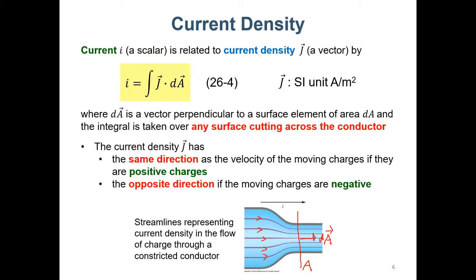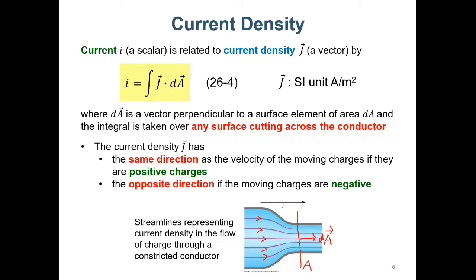So you will have the positive current. If you define it the other way, then the current will be negative. So you need to care about the definition of the direction of the area vector.